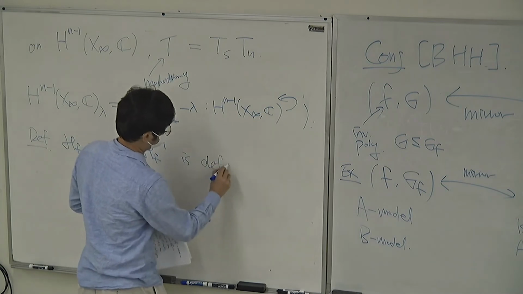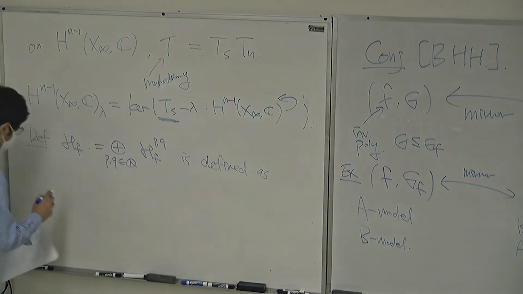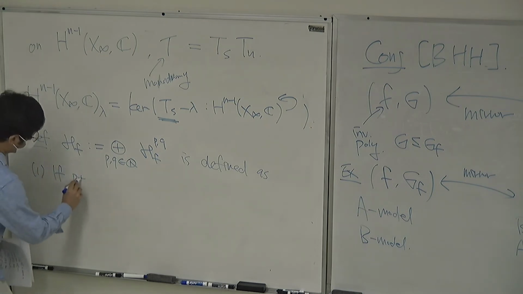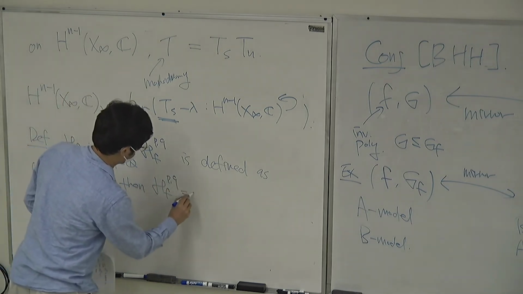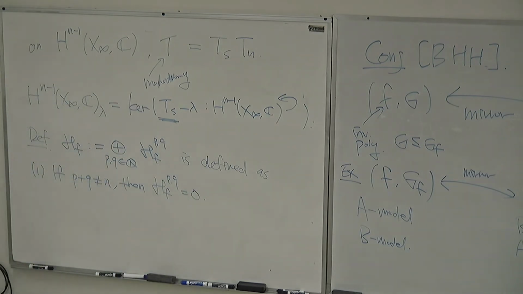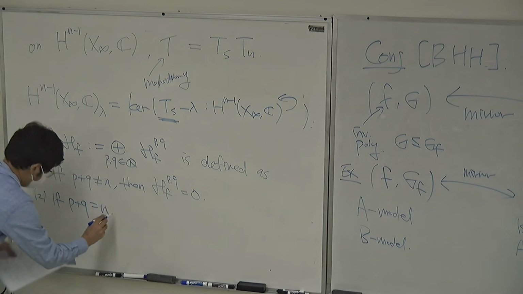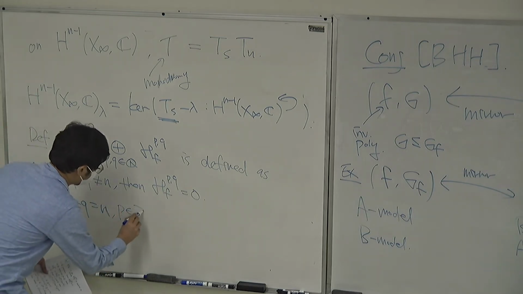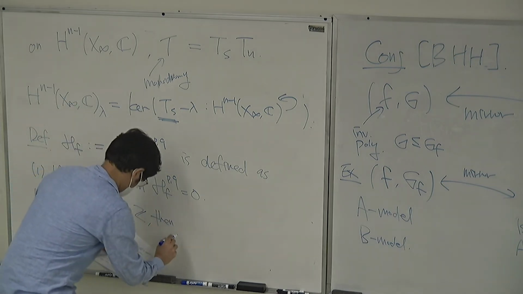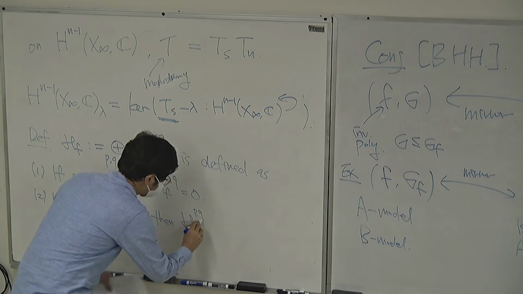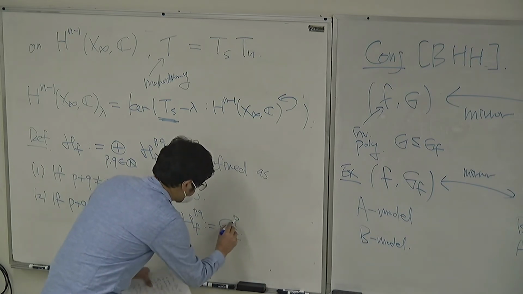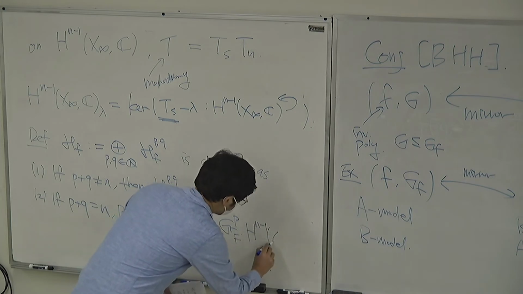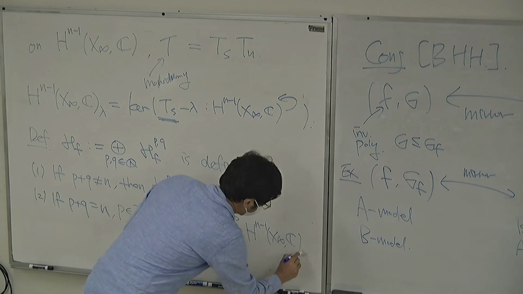So it's defined as follows. First, if p plus q is not n, then I define this H_F^{p,q} to be 0. Yeah, so if the sum is not n, then I define this to be 0. And if p plus q is n, and when p is an integer, then I define this H_F^{p,q} to be the graded pieces of this mixed Hodge structure on H^{n-1}_∞(X, C), the eigenspace with eigenvalue 1.